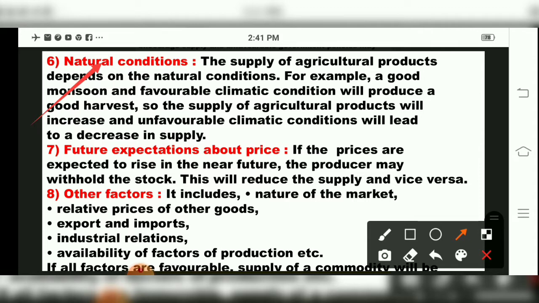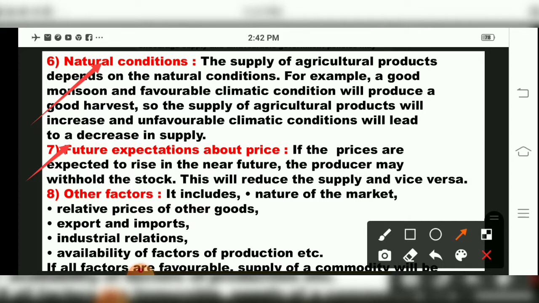Now the seventh one, children, regarding determinants of supply, is future expectations about price. Now see, when we expect that in future the prices will change, children, then there will be a hold on supply. Sale means if the prices are expected to rise in the near future, the producer may withhold the stock, and this will reduce the supply, and vice versa. Vice versa means the opposite of that.